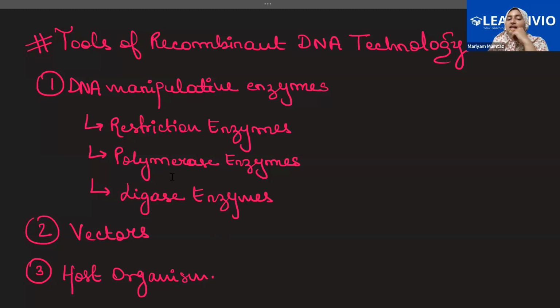So, yeah, I was asking about PCR. You people don't remember PCR? I've taught you PCR, right? Polymerase chain reaction, wherein we used to amplify the DNA.